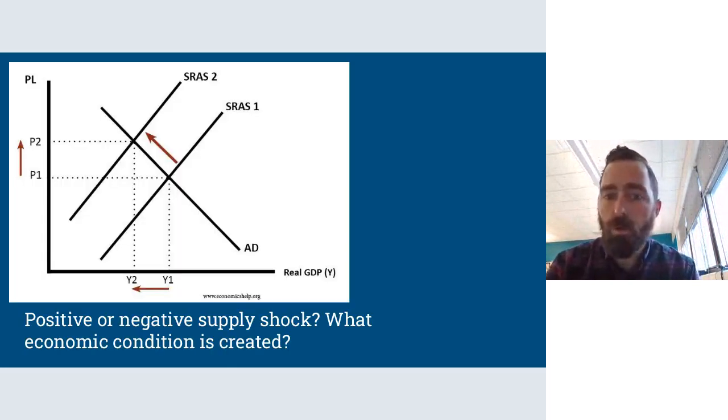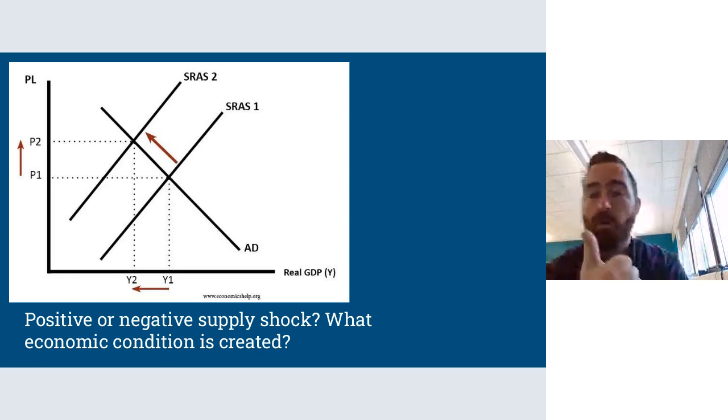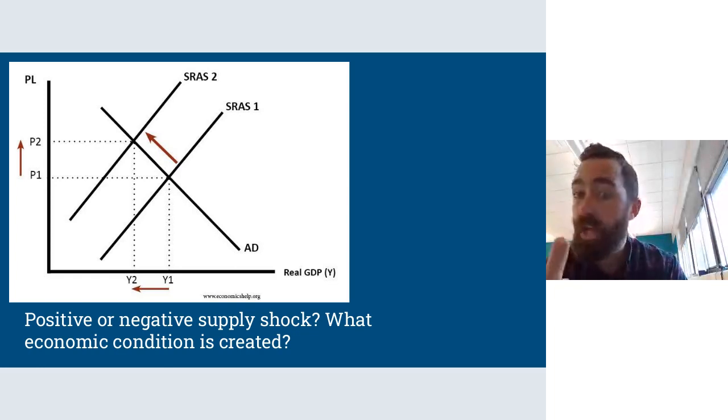All right, if you look here, pause the video if you want to take a look at this graph. We have two curves on this graph: short-run aggregate supply and aggregate demand. You have to figure out what curve is shifting, in what direction, and what economic condition it is creating. What type of shock is it? Ask yourself those questions. Pause the video if you'd like, and then we'll discuss it.